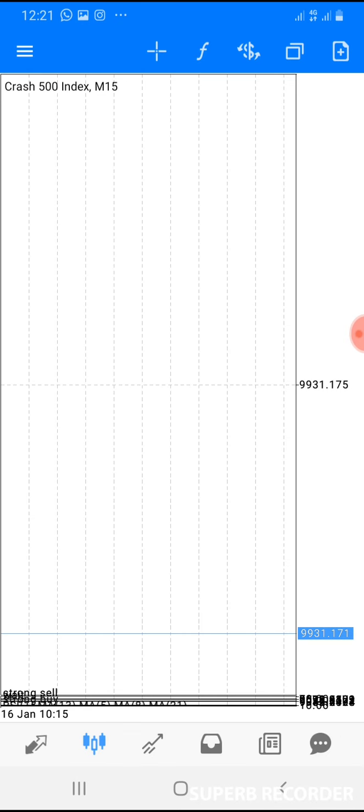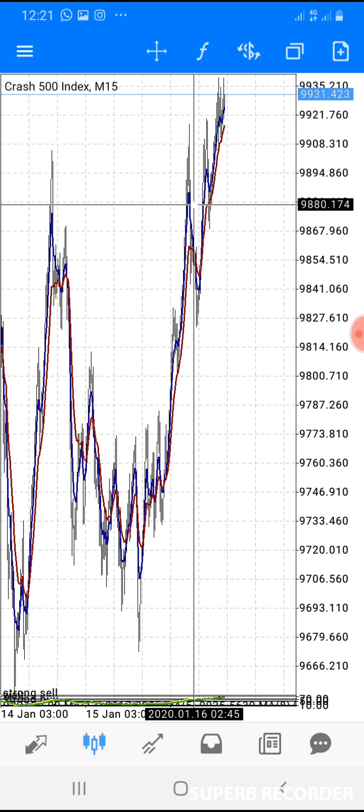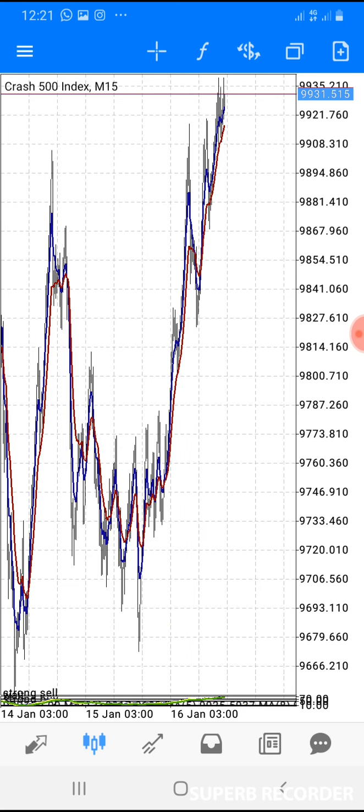I'm opening crash 500. So the first condition is the opposite for boom. For crash, you have to be in an uptrend. So I'm in my 50-minute time frame. I can see we're in an uptrend right now.